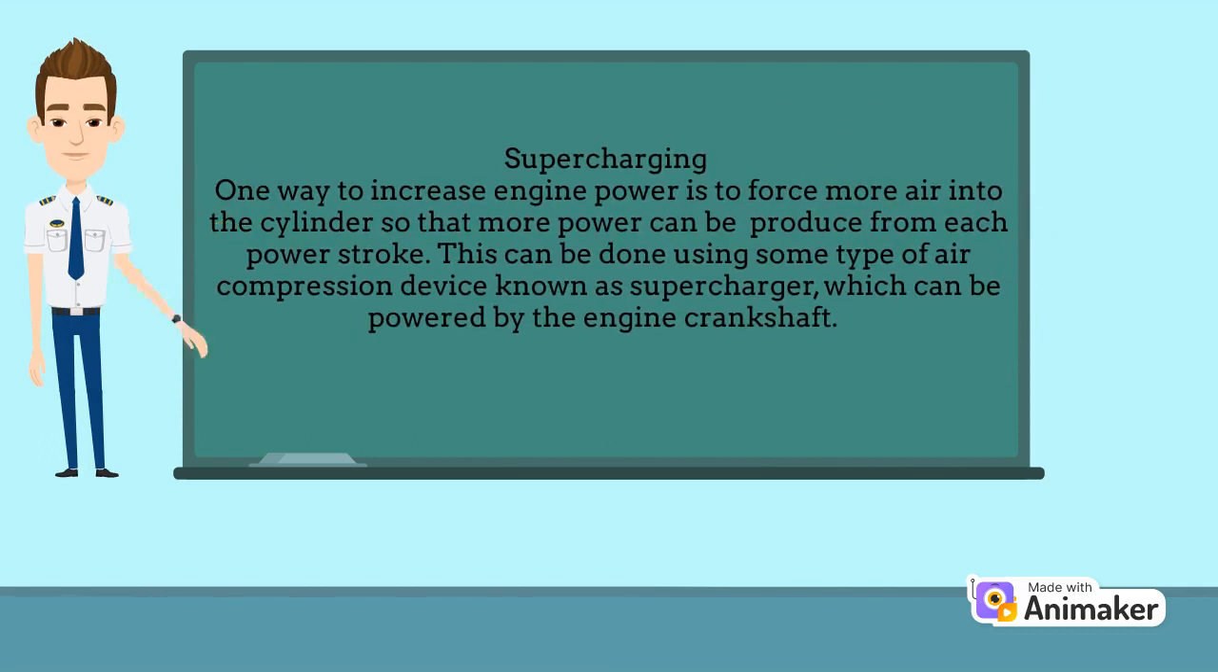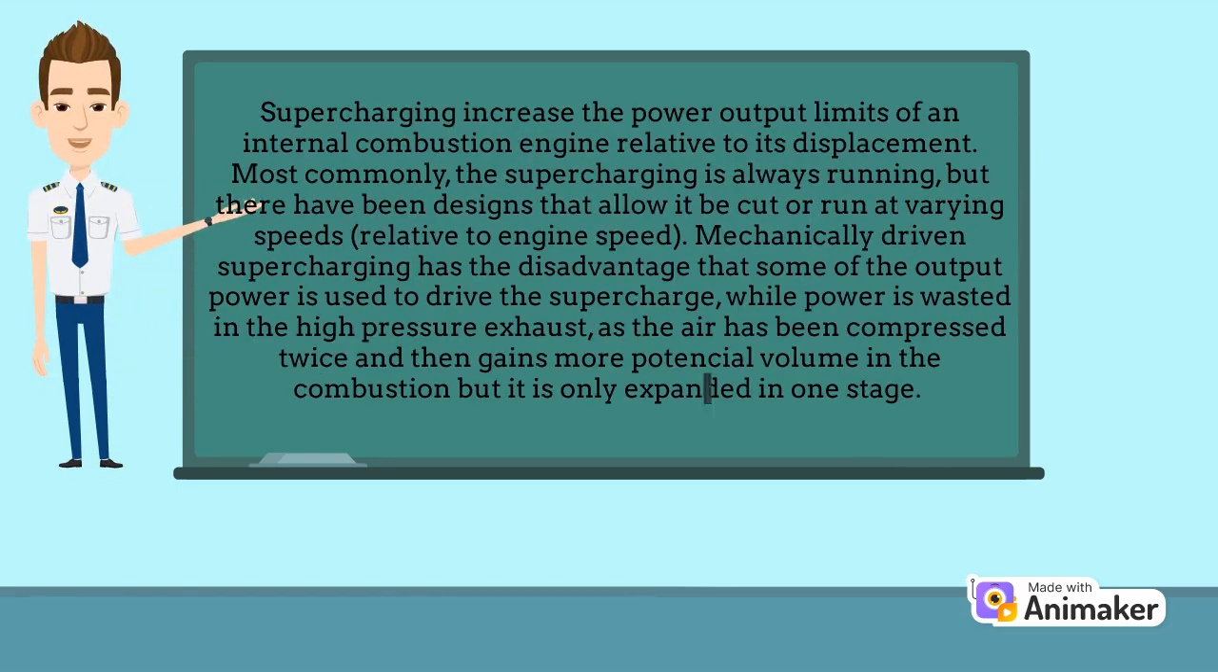Supercharging. One way to increase engine power is to force more air into the cylinder so that more power can be produced from each power stroke. This can be done using some type of air compression device known as supercharging, which can be powered by the engine crankshaft. Supercharging increases the power output limits of an internal combustion engine relative to its displacement. Most commonly, the supercharger is always running, but there have been designs that allow it to be cut out or run at varying speeds relative to engine speed.